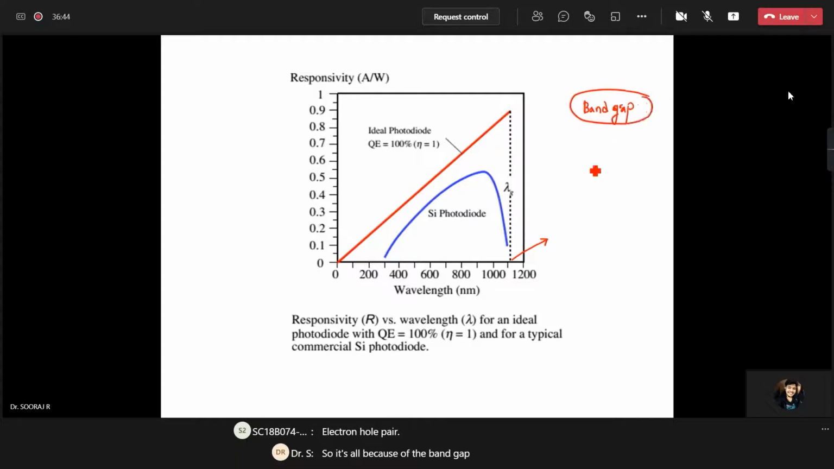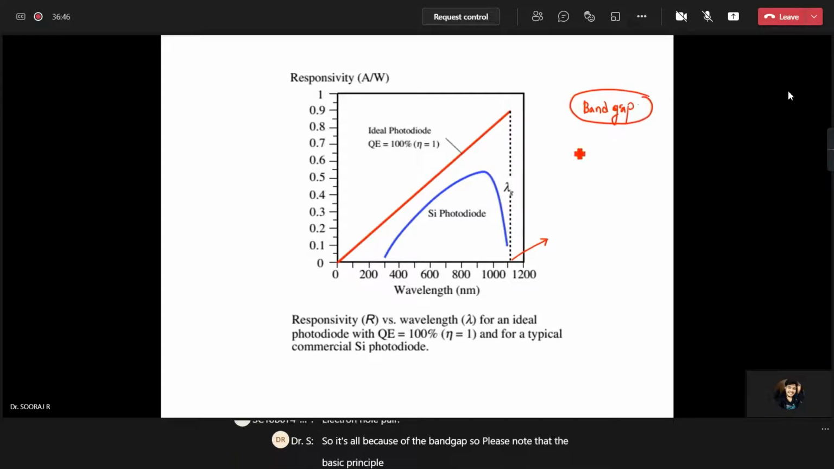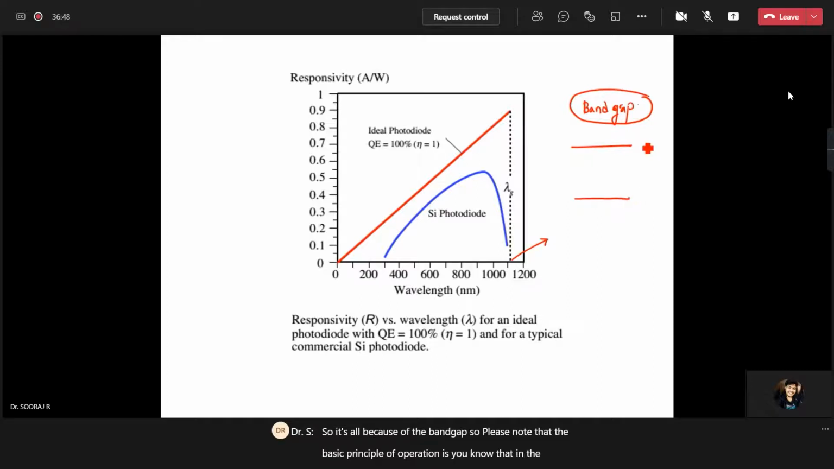Please note that the basic principle of operation is, you know that in the semiconductor you have a conduction band and a valence band. When you have an incoming photon, let's assume that the band gap energy is Eg. If the incoming photon's energy is equal to or greater than Eg, only then will this photon be absorbed by an electron. This electron will go up, and so you create an electron and you create a hole, or in other words, you create an electron hole pair.